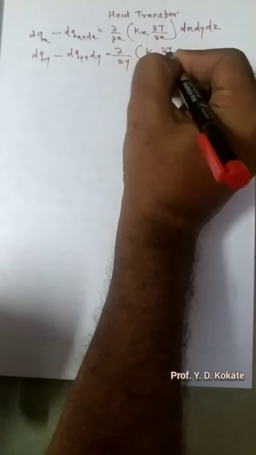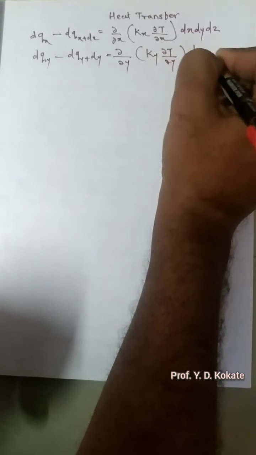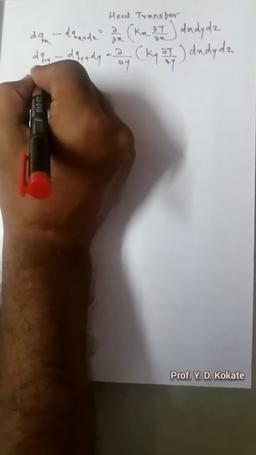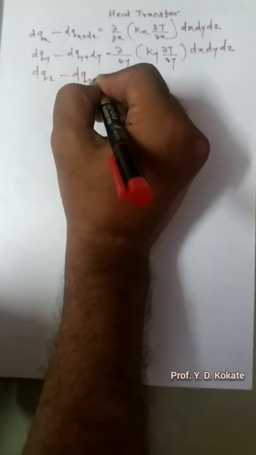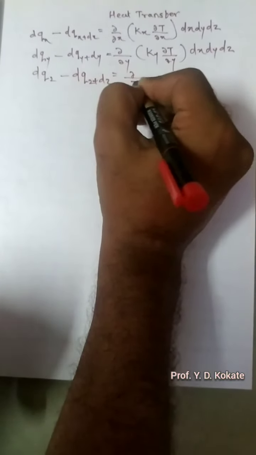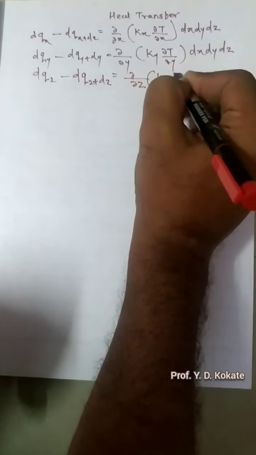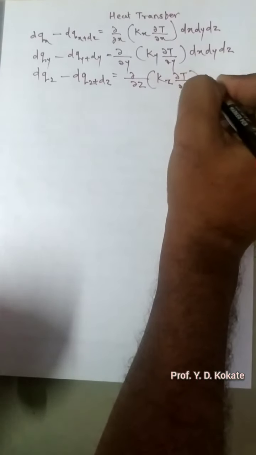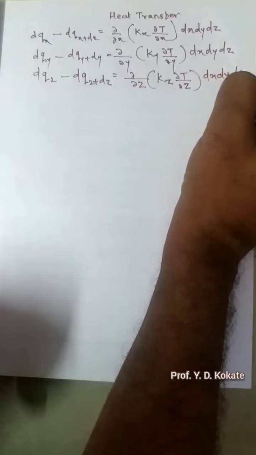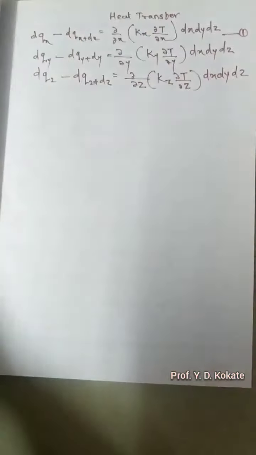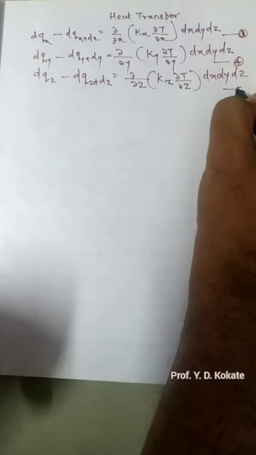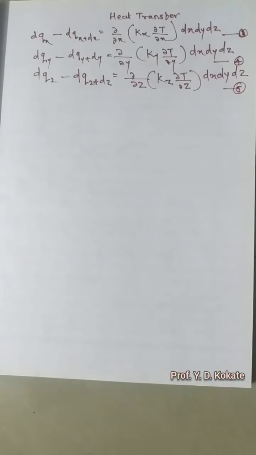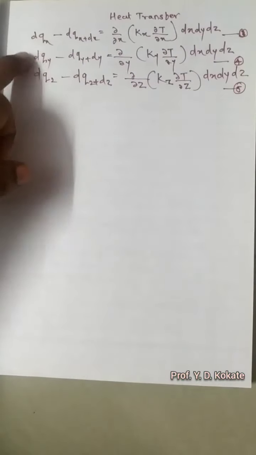ky ∂T/∂y dx dy dz, and in the z direction it becomes dqz minus dqz plus dz is equal to ∂/∂z (kz ∂T/∂z) dx dy dz. Call these equations 3, 4 and 5. So we find the heat transfer in x, y and z.